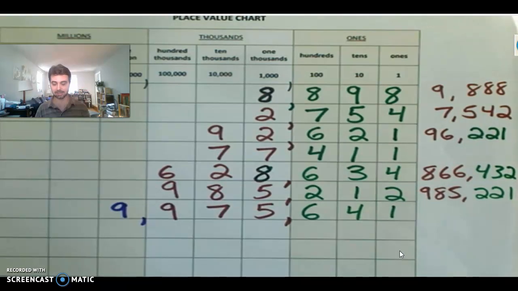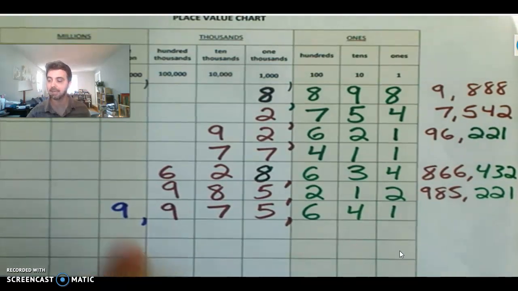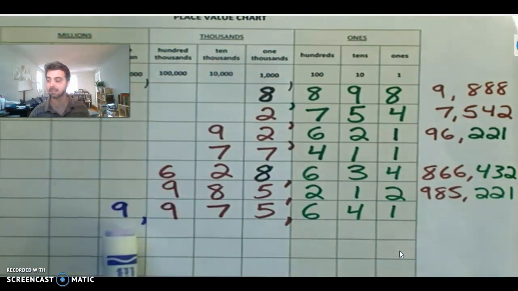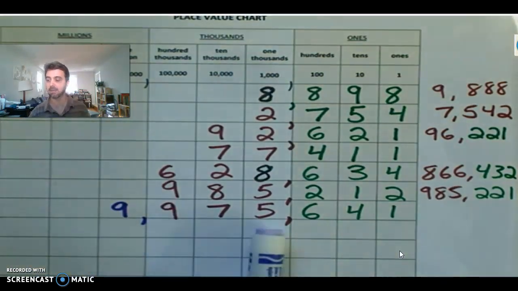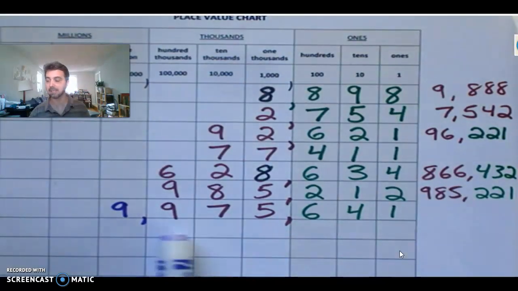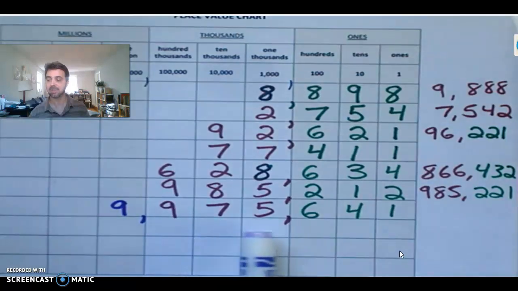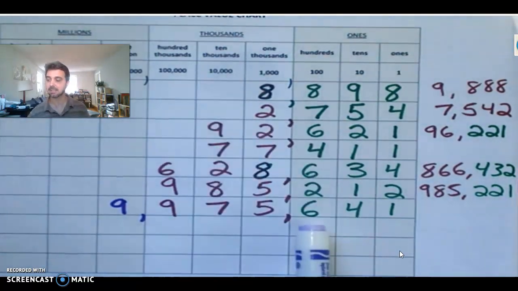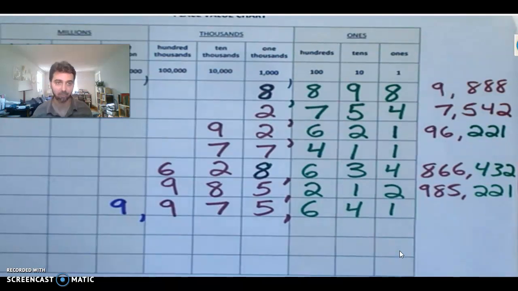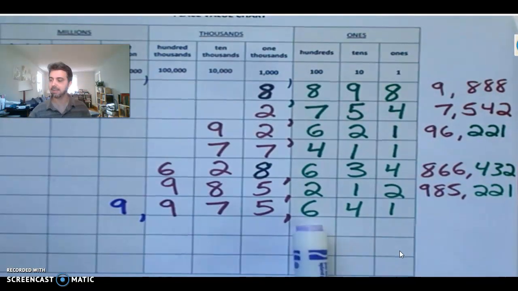So I would say it like this. I would say 9 million, because we're in the millions period now, okay? So 9 million. Now what number is in the thousands period? It's 975. So I have 9,975,641. Okay, we don't say the ones period name, just 641. And then we don't say the ones, okay? All right, so let's do it one more time.